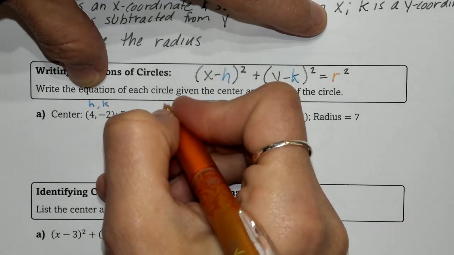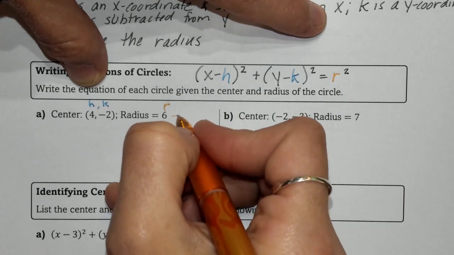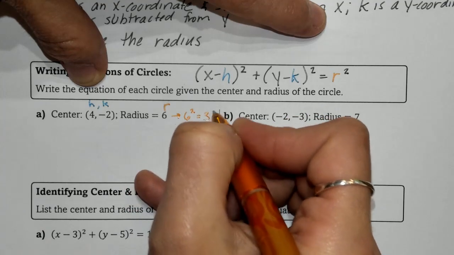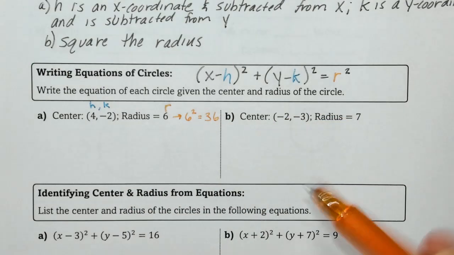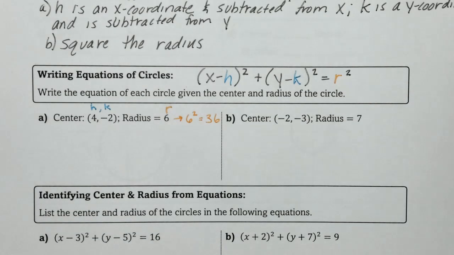Okay, this is your radius. In our equation, we want radius squared. So what we need to do is take the radius and square it. 36 is the number that we're going to put into this equation. We don't put 6 squared. We have to actually perform that operation.